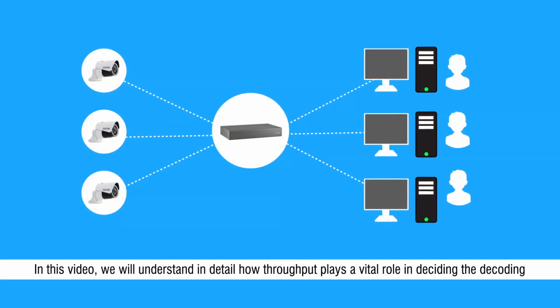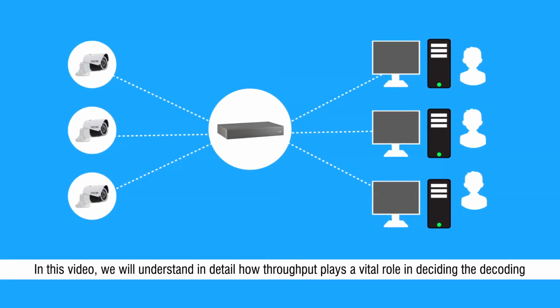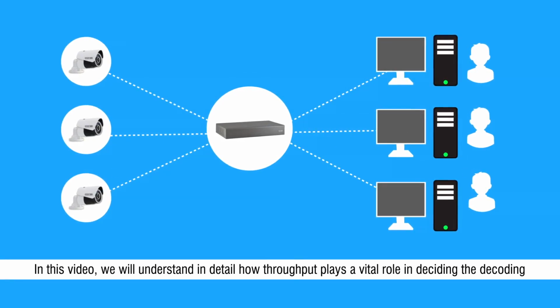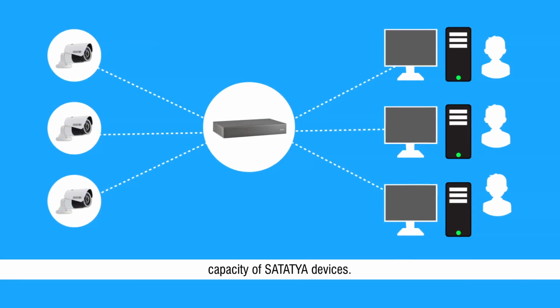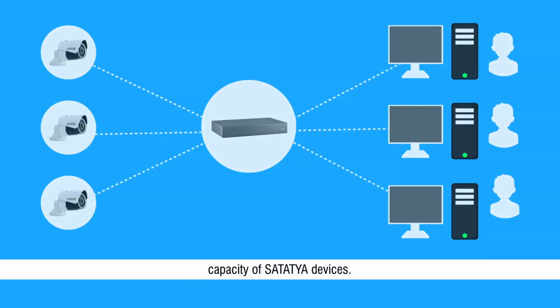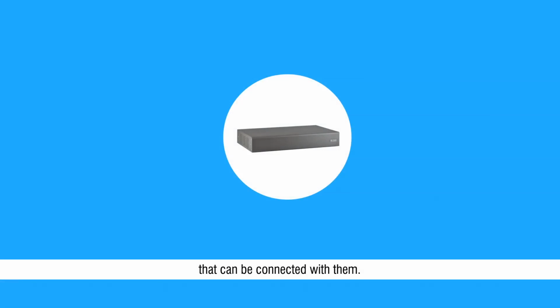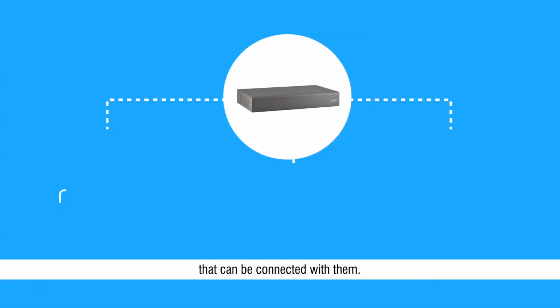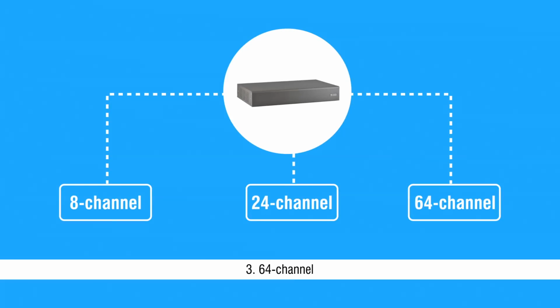Hi friends, in this video, we will understand in detail how throughput plays a vital role in deciding the decoding capacity of Satatya devices. Satatya devices are classified into three categories based on the total number of cameras that can be connected with them. First 8 channel, second 24 channel, and third 64 channel.